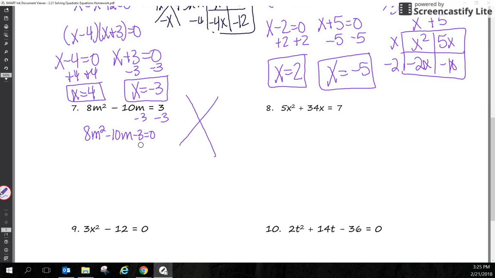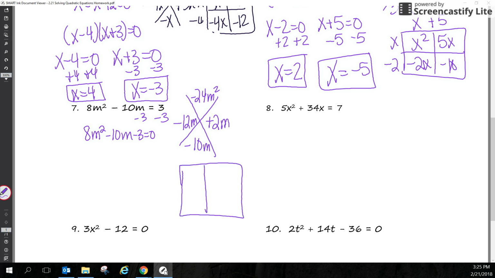I've got 8 times negative 3, that's negative 24m squared on the top. On the bottom, I've got negative 10m. I'm looking for two numbers that subtract to negative 10, and they multiply to get 24. So 1 times 24 isn't going to do it. 2 and 12 would subtract to 10. Since 10 is negative, I want the bigger factor to be negative. My smaller factor is going to be positive.